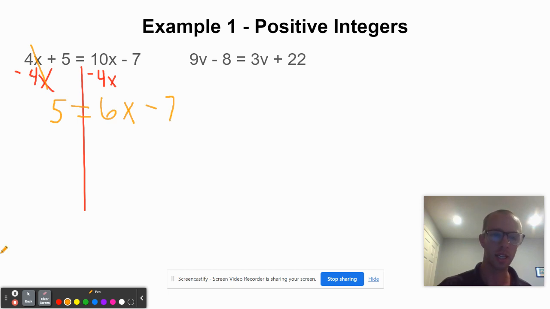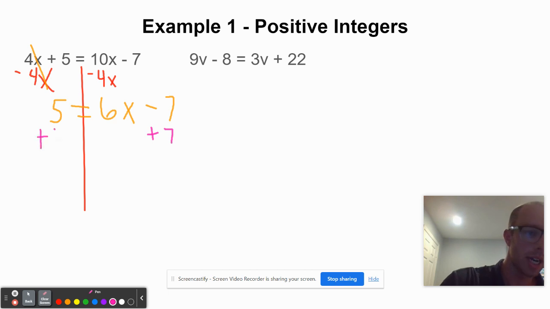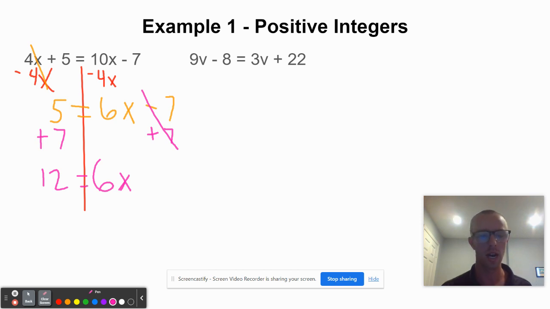Now I just need to get this variable, this x, by itself. To do that, I need to get rid of this constant of minus 7. So to get rid of a minus 7, I add 7 to both sides. These cancel. The only thing left on this side is 6x. On this side, I have 5 plus 7 is 12. We have 12 equals 6x. Now we have a one-step equation.